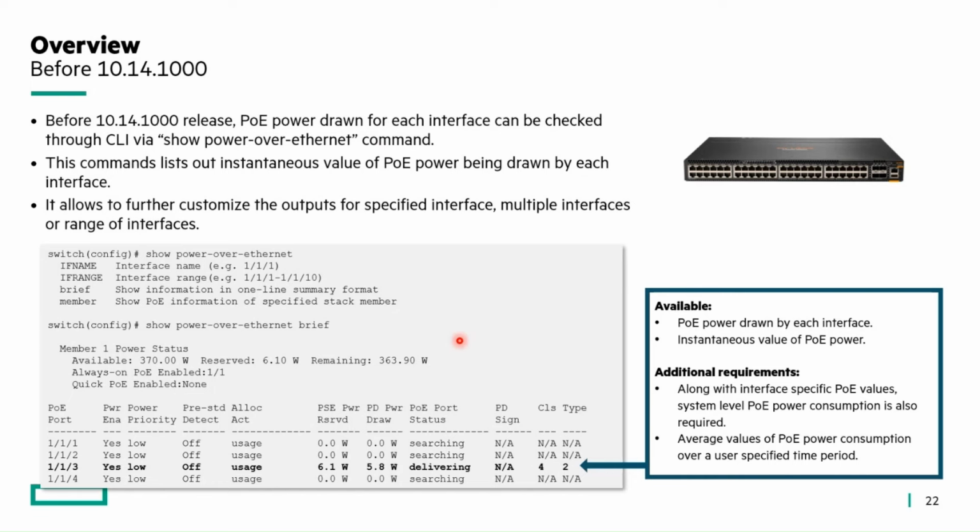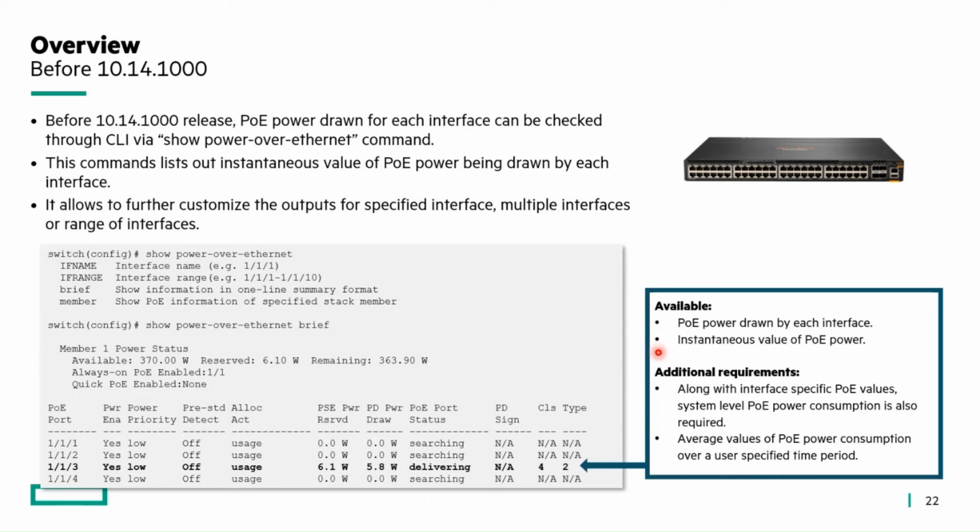Now, you can obviously customize it further to get the specified output, such as for multiple interfaces or for a range of interfaces. But using this command and using brief, you'll be able to see how much PoE power is being drawn at that instant and what the value is for each of those interfaces.